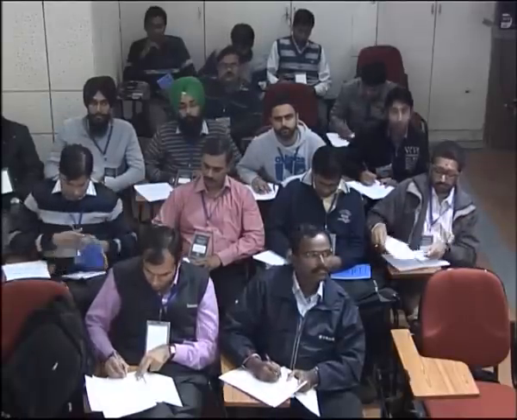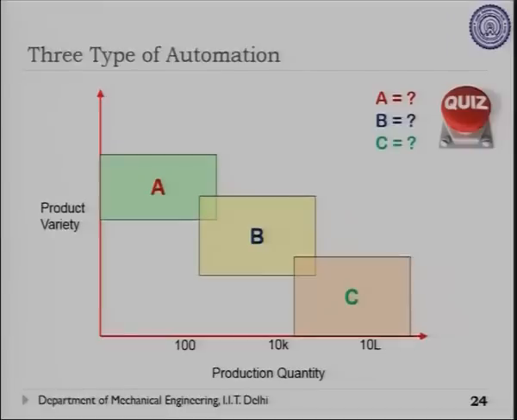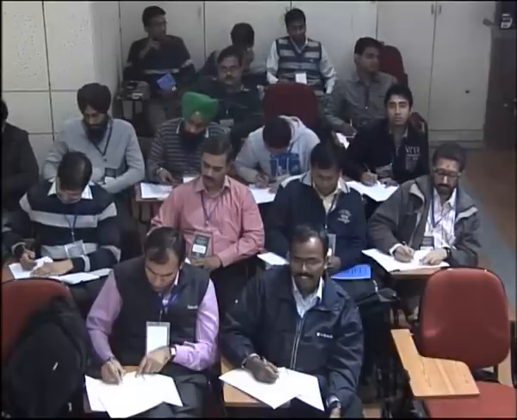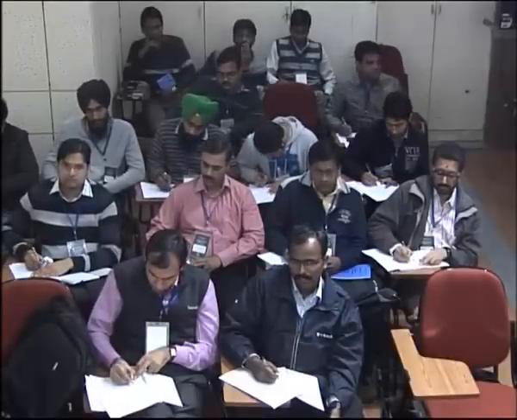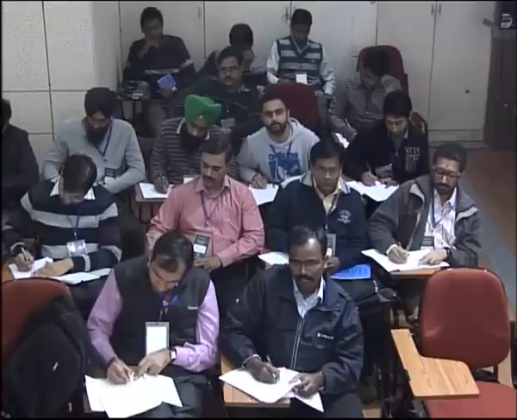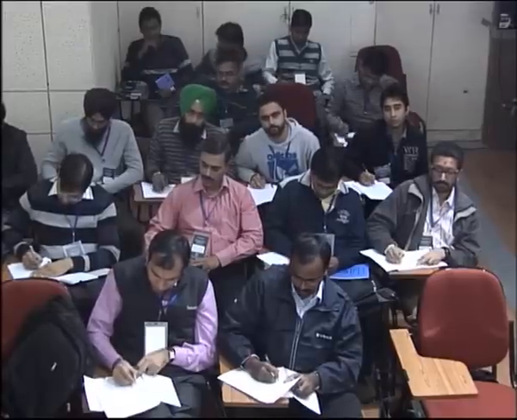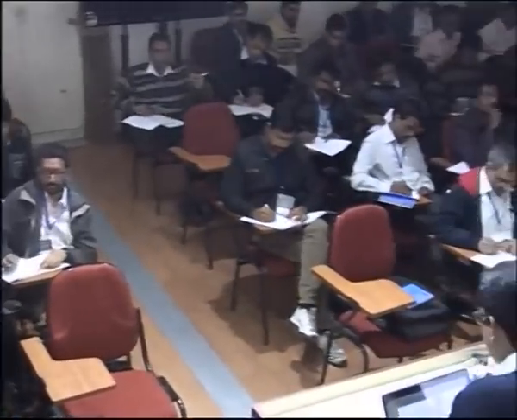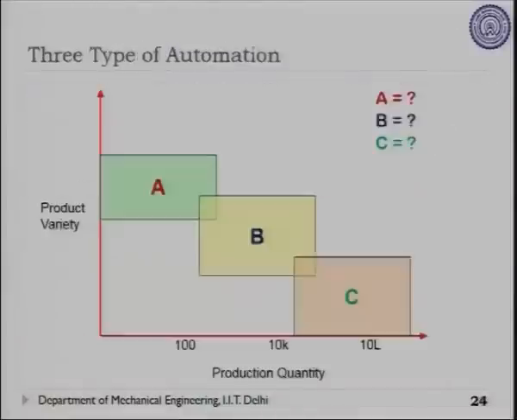So I have production quantity on the x-axis and product variety on the y-axis. So which type of automation will you choose for A, B, and C? Please don't discuss. It's a quiz question. Don't try to give your sheet to someone else. Do it on your sheet. Fixed, programmable, and flexible: there are three options. You have to identify A, B, C, which one you will choose for that.